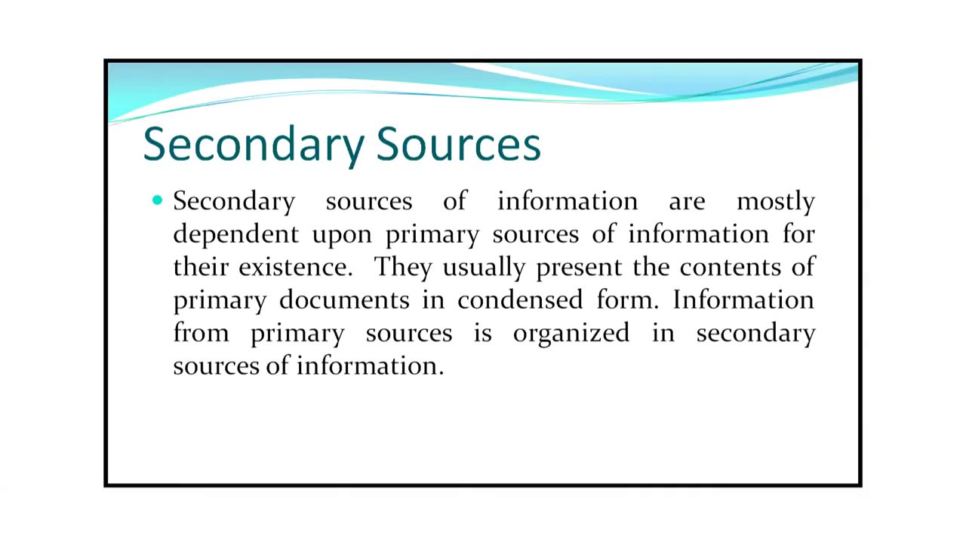After primary sources, we have secondary sources. Secondary sources of information are mostly dependent upon primary sources of information for their existence. They usually present the contents of primary documents in condensed form. Information from primary sources is organized in secondary sources of information. Based on the reorganization of information in these sources, the secondary sources can be grouped under four broad types.